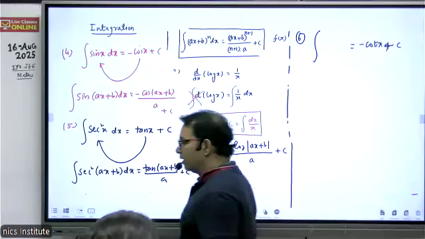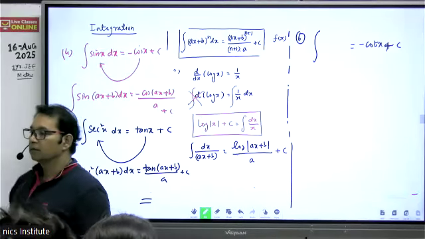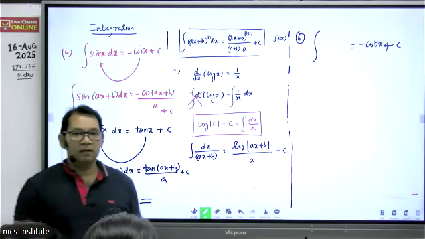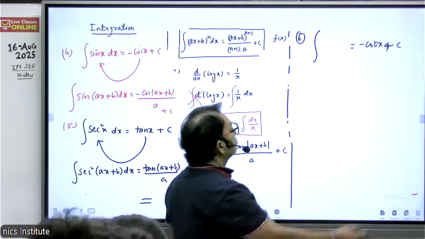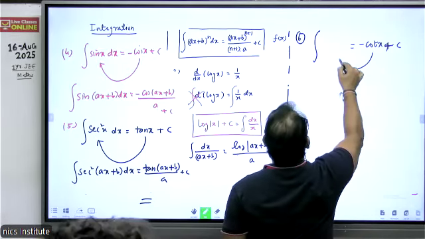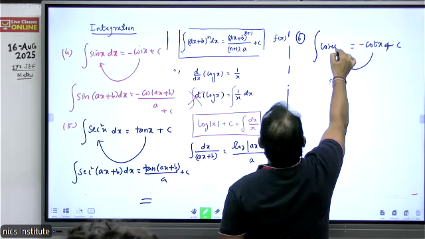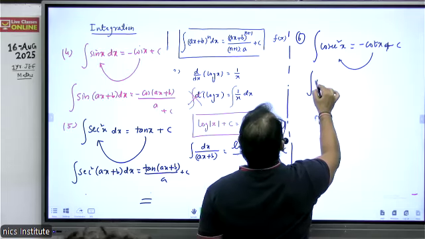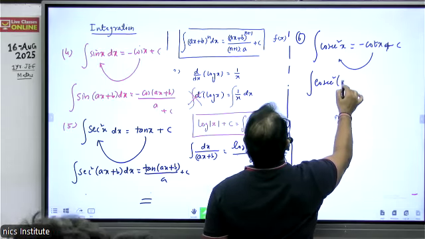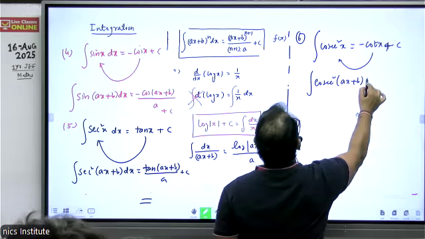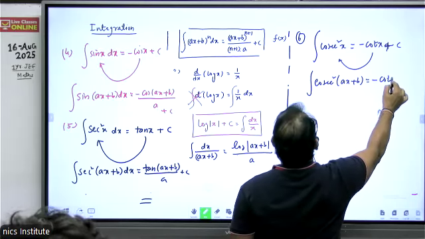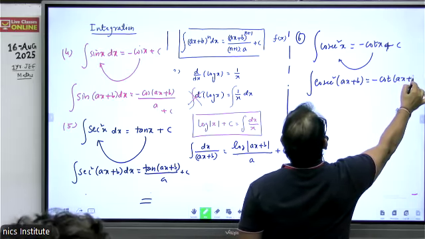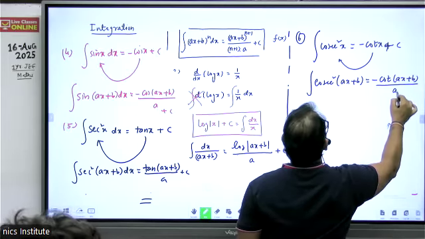cot x का डेरिवेटिव क्या होता है? What is derivative of cot x? Minus cosec square x. So the derivative of minus cot x would be, that means integration of cosec square x would be minus cot x plus c. And in place of x, if you have ax plus b, it would be minus cot of ax plus b whole divided by a plus c.